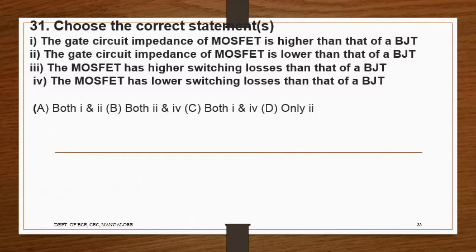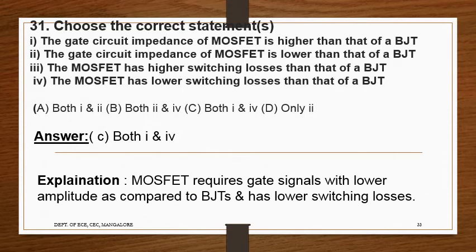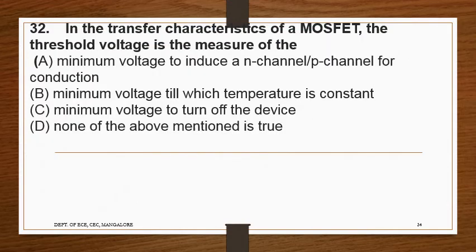So A, both 1 and 2. B, 2 and 4. C, both 1 and 4. D, only 2. Answer is C, both 1 and 4. So MOSFET requires gate signals with lower amplitude as compared to BJTs and has lower switching losses.